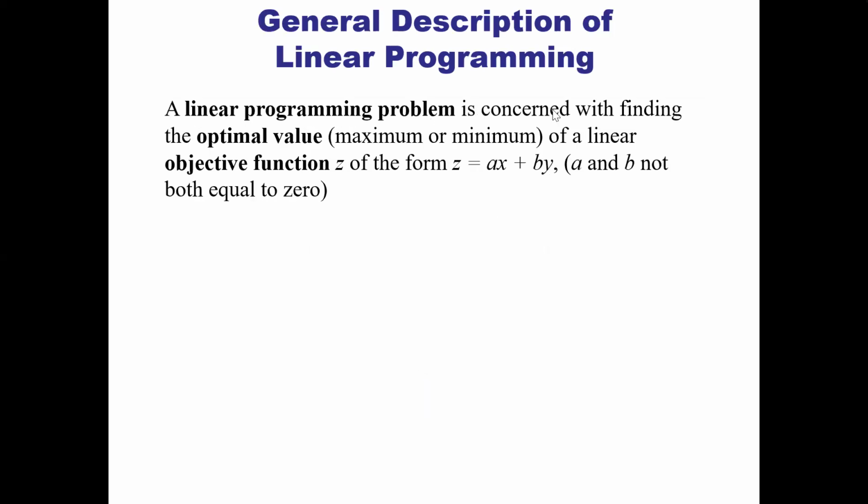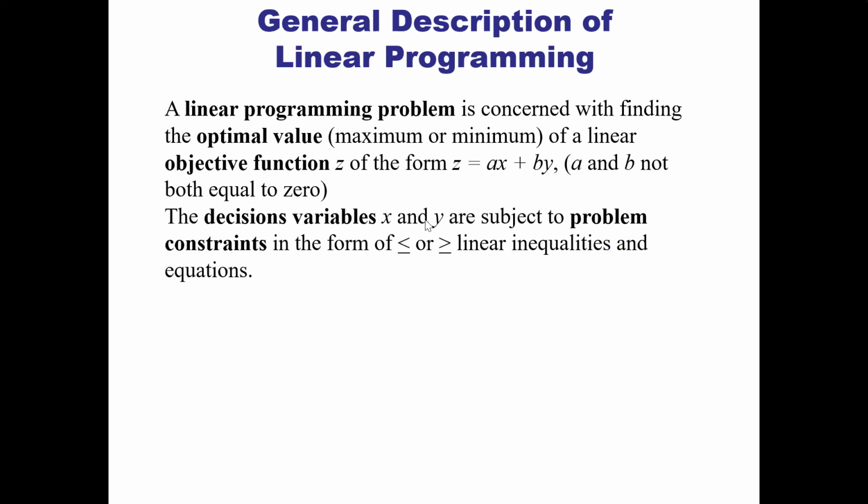Then a linear programming problem is concerned with finding the optimal value. It's going to be either a maximum or a minimum of a linear objective function in the form z. So z equals ax plus by, and a and b not both equal to 0. We can't have both of them equal to 0. That doesn't really make sense because you wouldn't ever maximize anything. One of them can be, but not both.